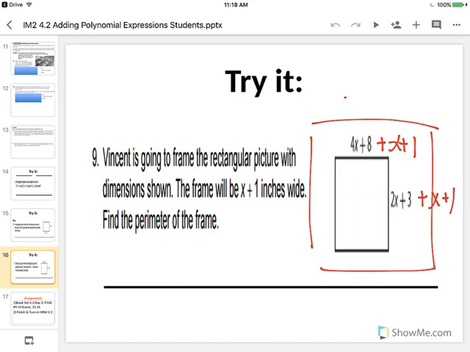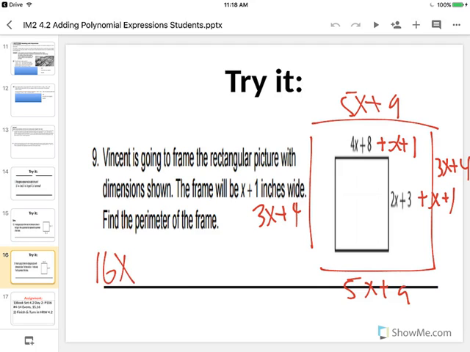So this will be 5x plus 9, and this will be 3x plus 4. And it's a rectangular frame, so this is also 5x plus 9, and this is 3x plus 4. When we combine the x's, this gives us 16x, and our 4 plus 9 is 13, so that gives us 26. So the perimeter of the frame will be 16x plus 26.